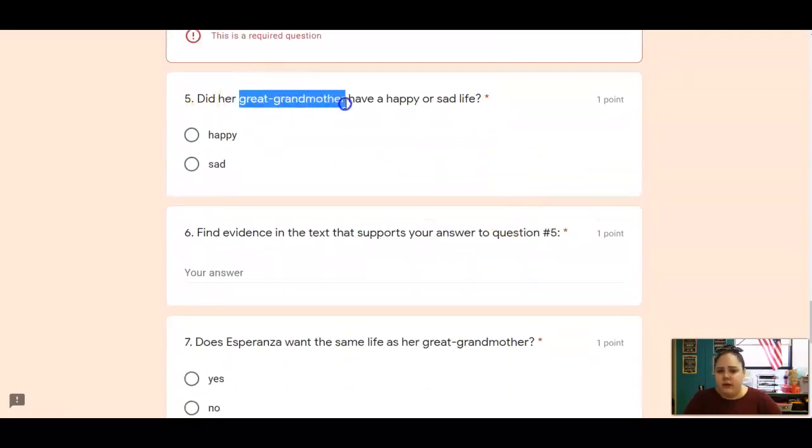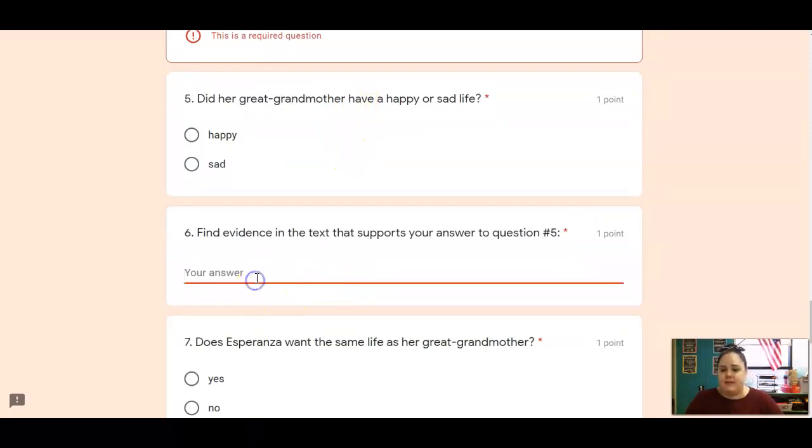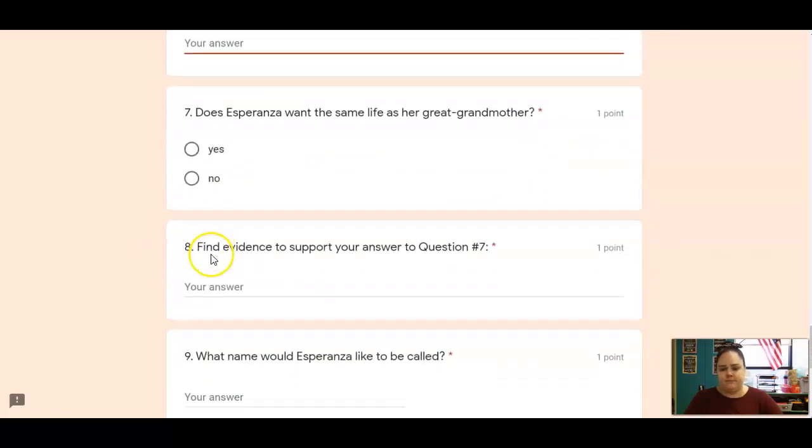Number 5, did her great-grandmother have a happy life or a sad life? And then find evidence that supports it. So happy or sad, and this is what supports it. This tells us this is why she had a happy life. This is why she had a sad life.